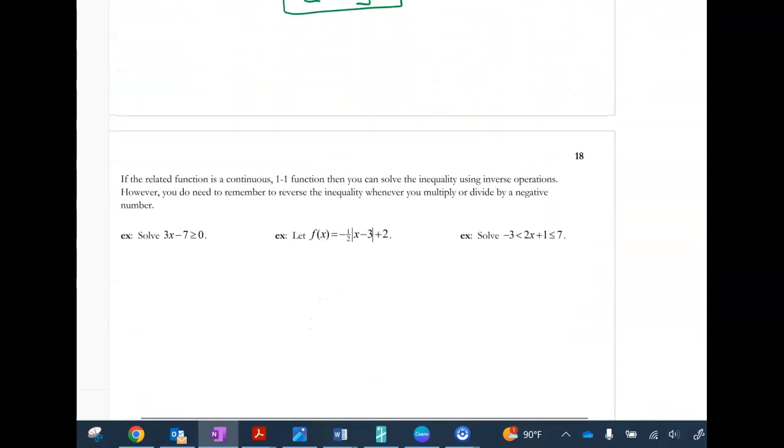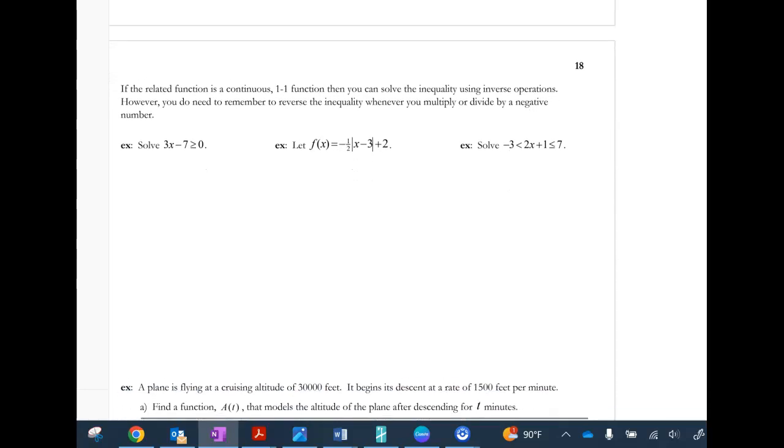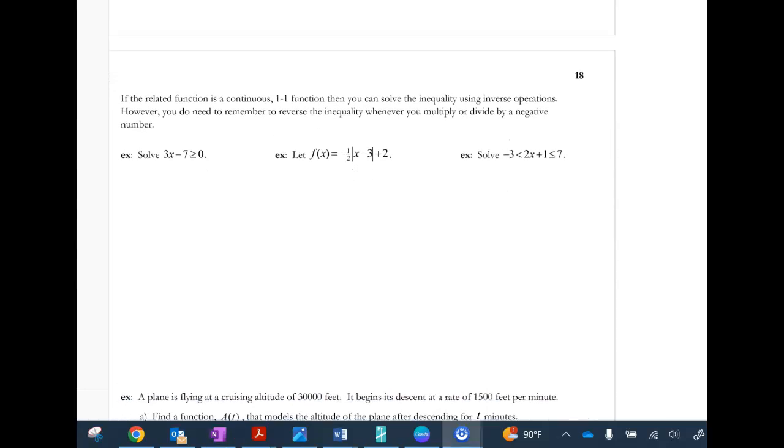All right, let's practice a little bit more. Again, as we go through these, I really want you to think visually about what's happening to the graph so you can figure out what part of the graph you want. In the first one, this is just a line, 3x minus 7. Let's pull up a graph.